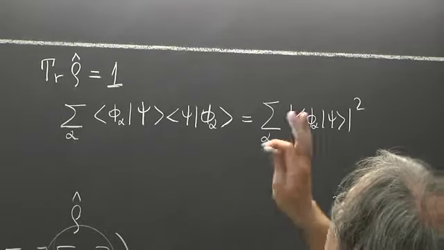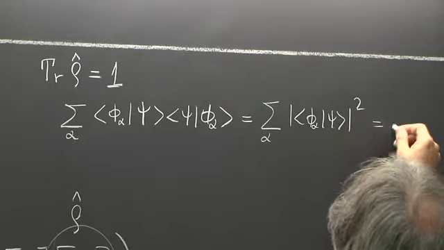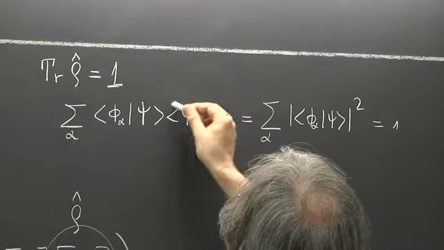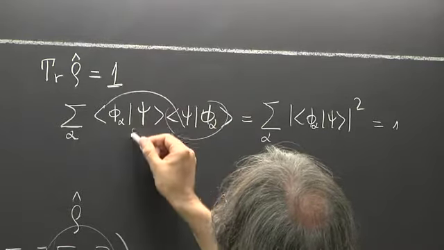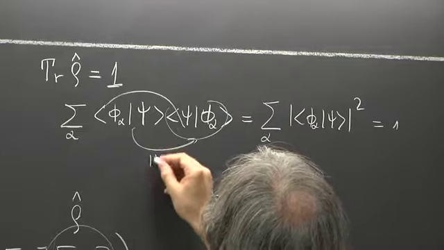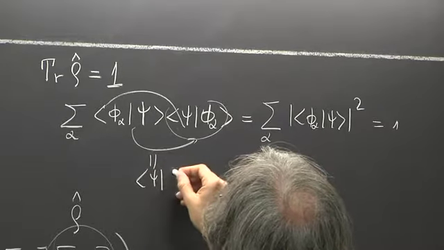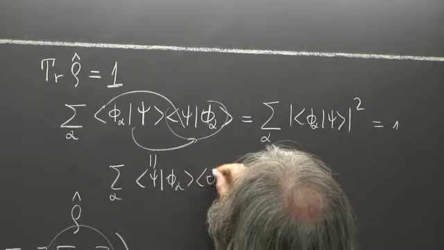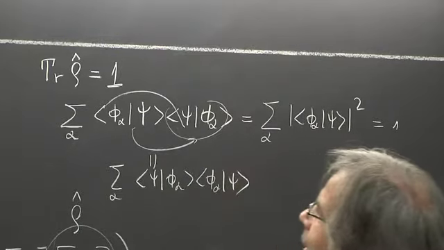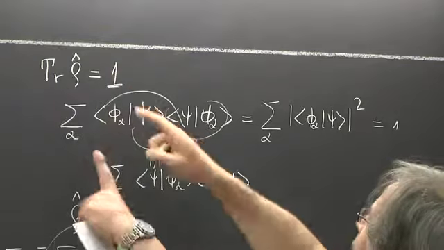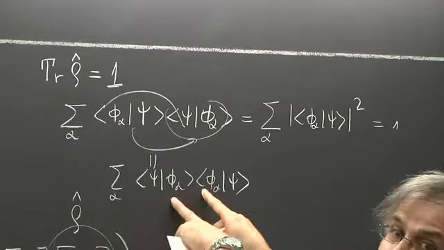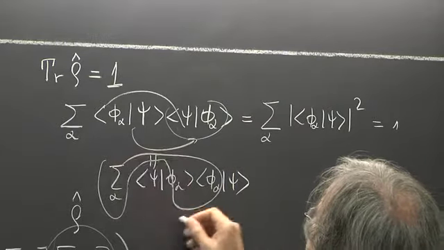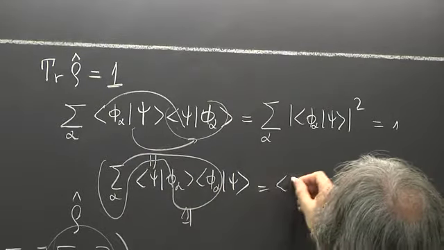But I can always prove that this is equal to 1. Why? One way of proving it, for instance, is just to shift these things. And you see that you can rewrite this as psi, sum over alpha, phi alpha, psi. Okay? So rather than calculating the trace, now I'm putting the thing in the middle. But now you realize that this is the identity. Okay? So this is equal to psi, psi.